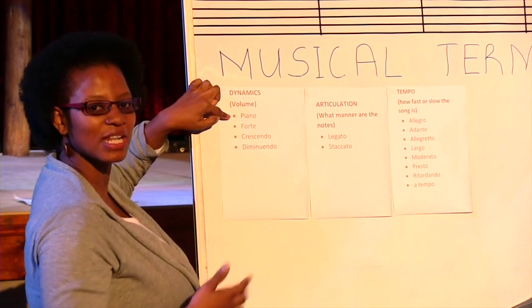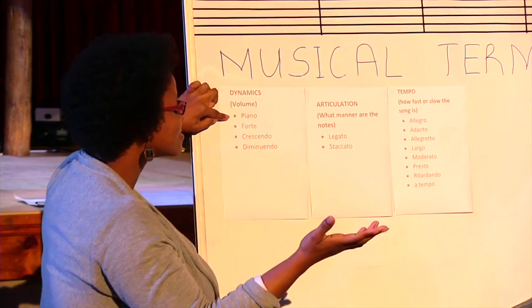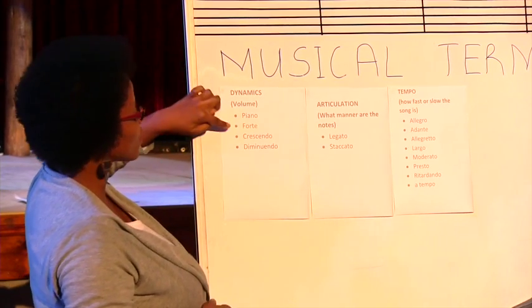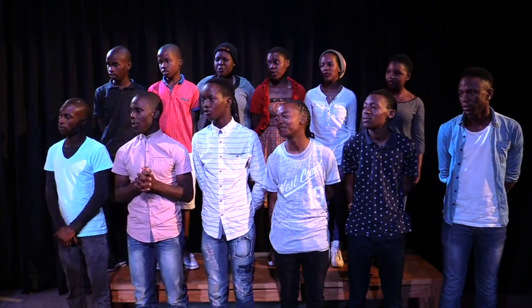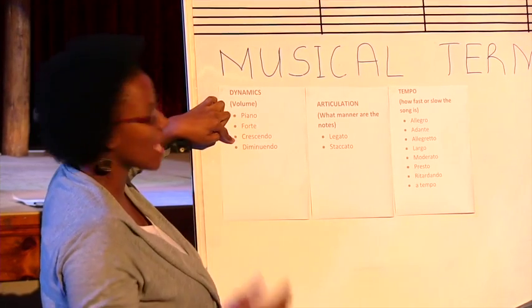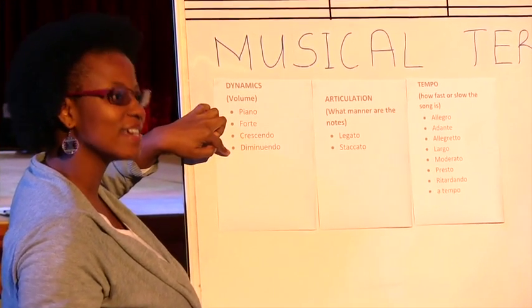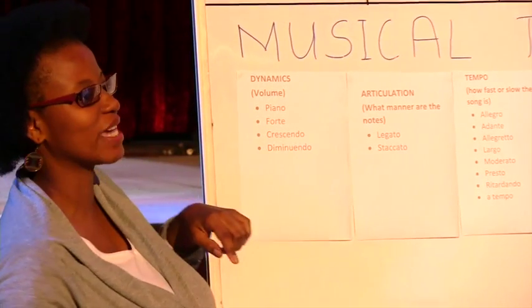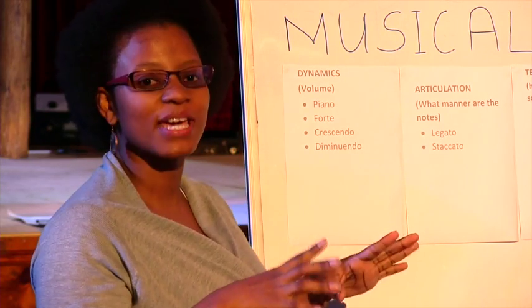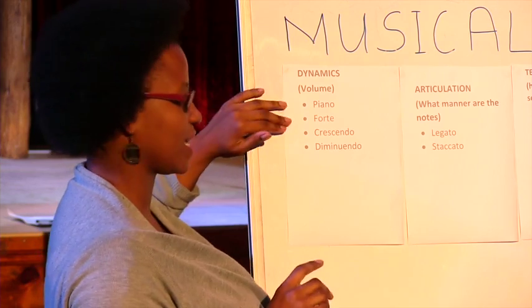Piano is an Italian term for? Soft. Yes. Forte is? Loud. Crescendo is? Gradually getting loud. And diminuendo is? Gradually getting soft. Thank you very much. Now, our group here is going to be demonstrating the different terms over here.